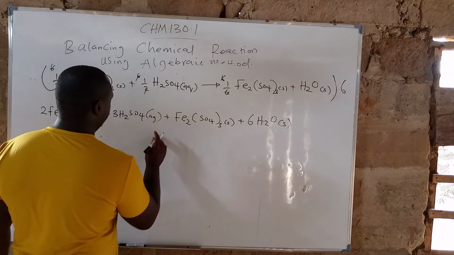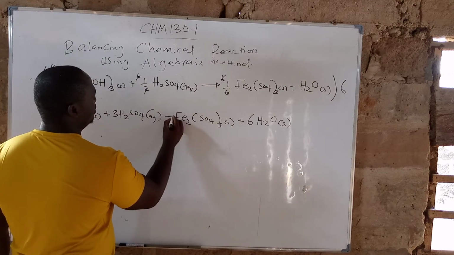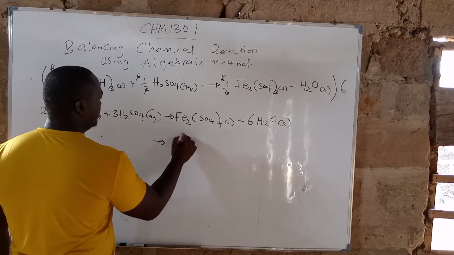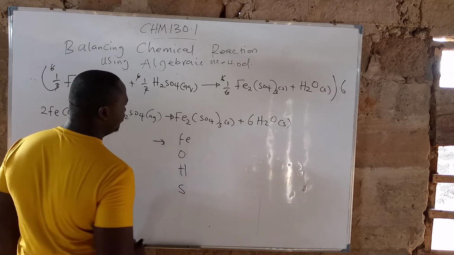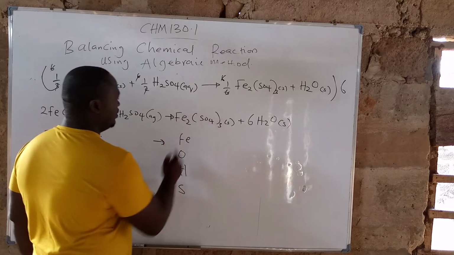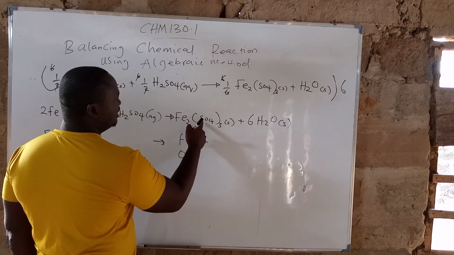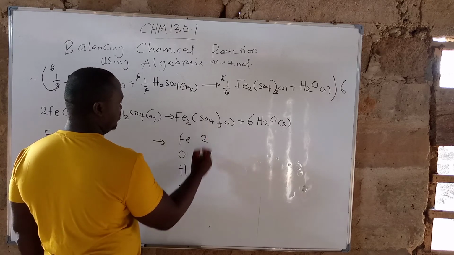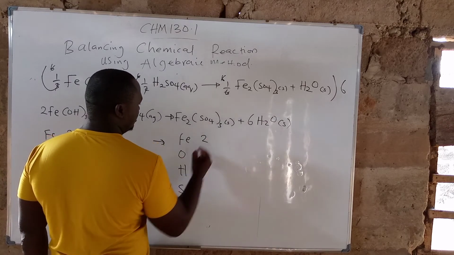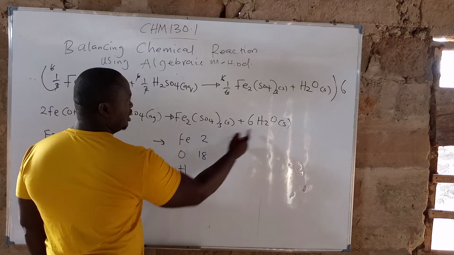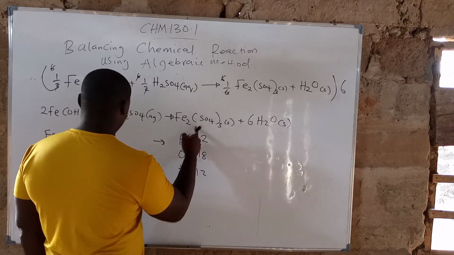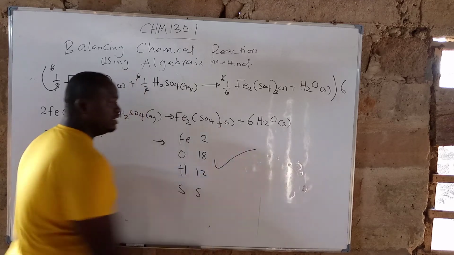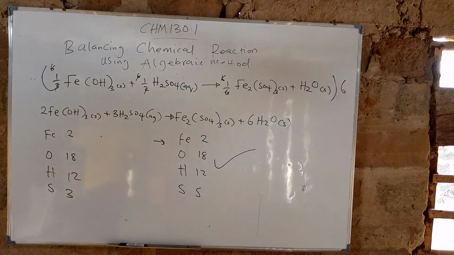The same thing on the product side, we have iron, oxygen, hydrogen, and sulfur. The iron here, you can see, is 2. Oxygen here is 12, and we have 6 here, which will give you 18. Hydrogen here is 12, right? And then sulfur is 3. So you can see that the equation is balanced. The equation is balanced. So thank you very much.